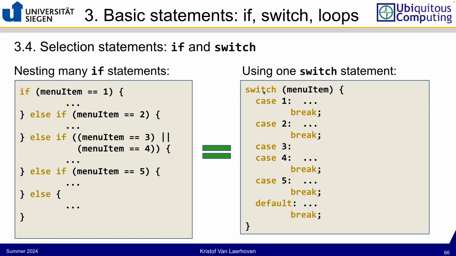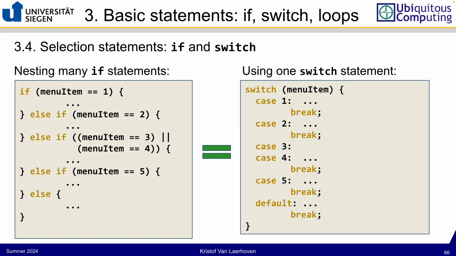So over here, we switch on a particular variable. It's not a Boolean in this case, it's a variable. The menu item is in this case an integer, and it has particular values that it can take. Between the curly braces that follow, we have different case statements, and these case statements are being jumped to. That's how you really should think about it.